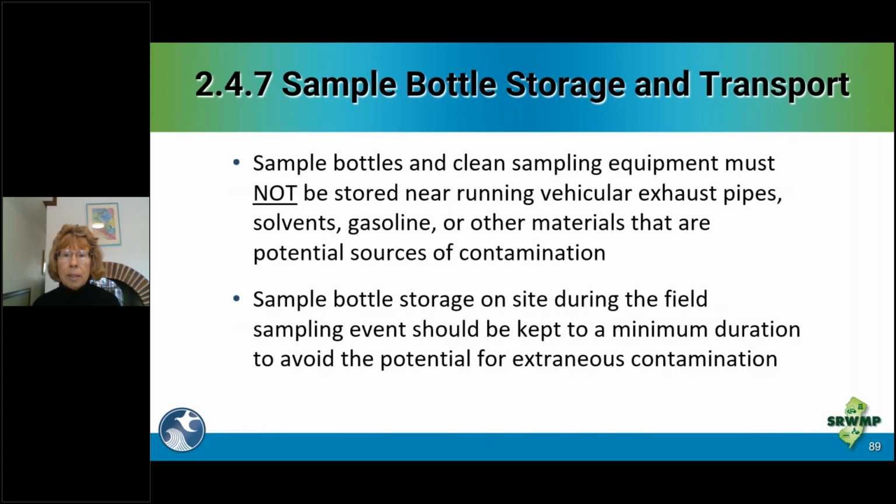Sample bottles and clean sampling equipment must not be stored near running vehicular exhaust pipes, solvents, gasoline, or other potential sources of contamination, including food items. Sample bottle storage on site during the sampling event should be kept to a minimum. It's very important to be aware of your hold times for each sample collected and to avoid any extraneous contamination so that you maintain the integrity of those samples during your field sampling event and transport back to the lab. Next slide.